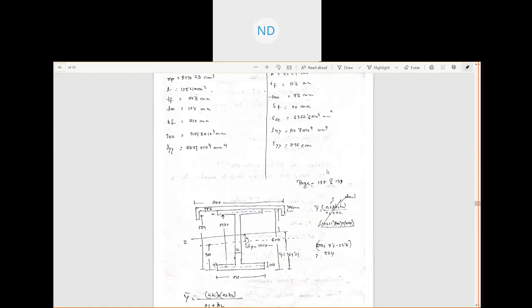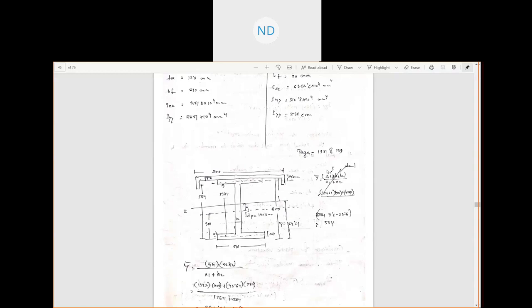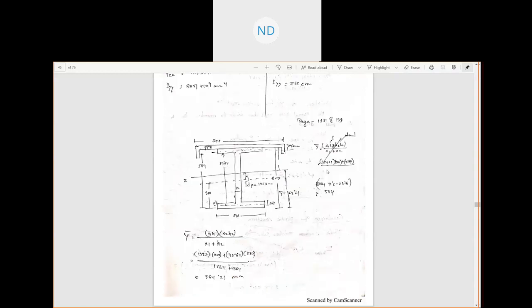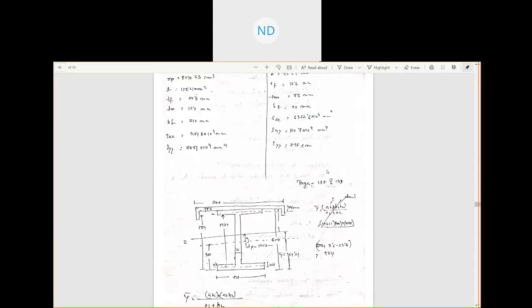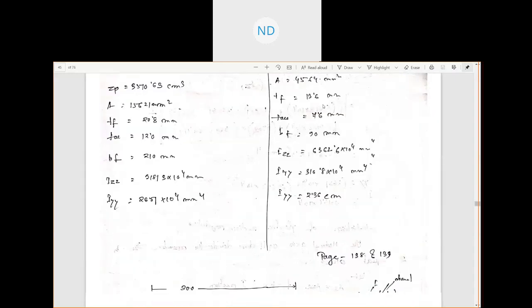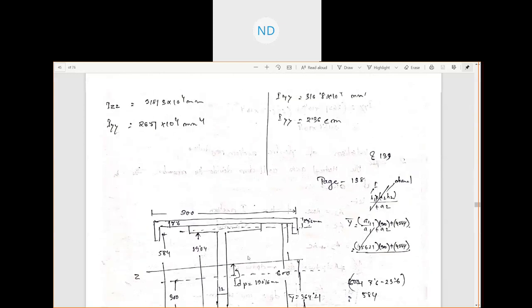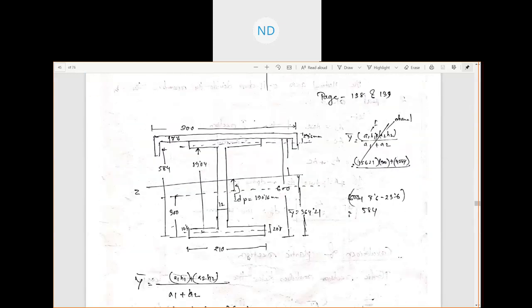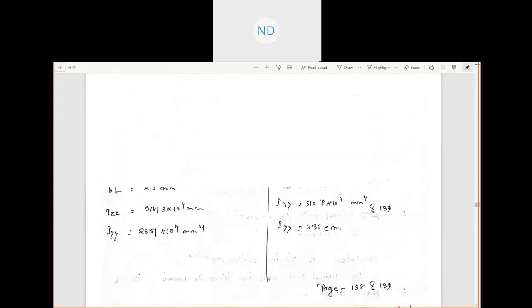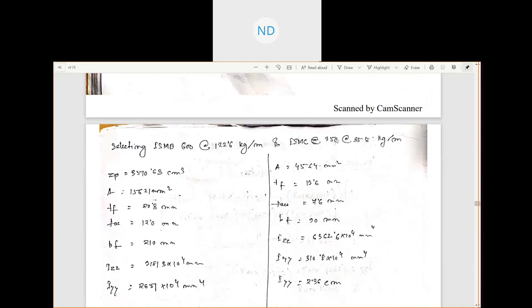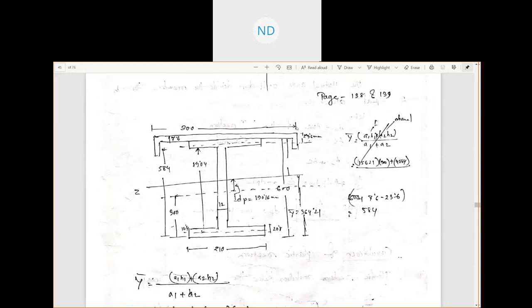After that, now what we have to do is calculate the moment of inertia about the Z axis and about this one. This is your section which you have assumed, ISMB 600 and ISMC 300. Correct this, sorry, it is 300, because you have a 300 section.